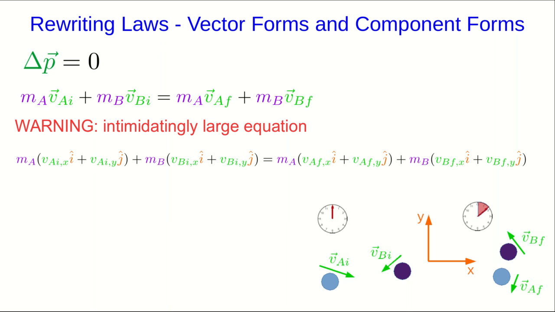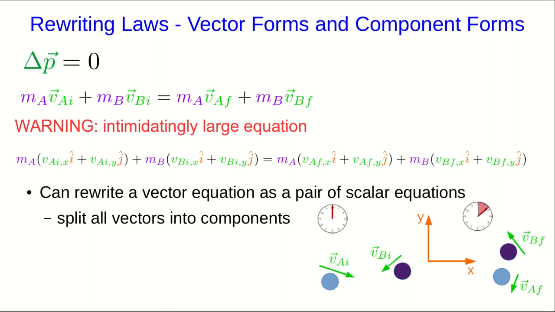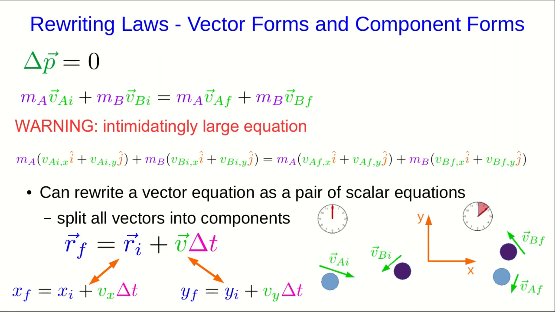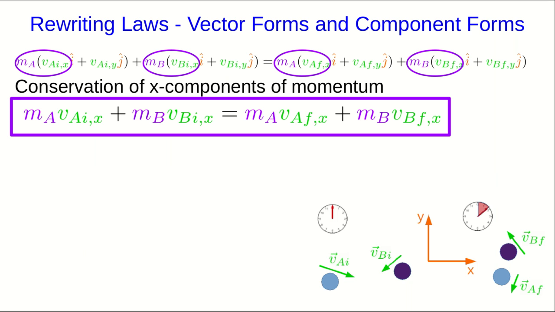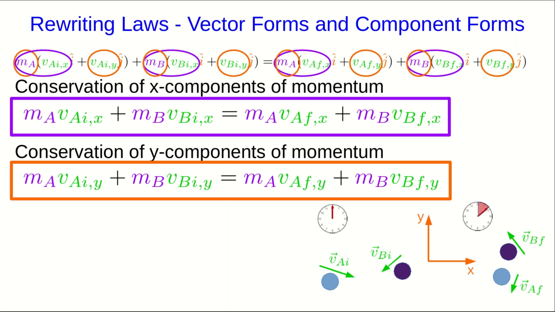and that looks pretty awful. But remember, we can take a vector equation and split it into a pair of scalar equations. We've seen that, for example, with the position as a function of time for constant velocity. So we can do exactly the same thing with our conservation of momentum equation here. We can take all the x components and pull them out into their own equation, and we can take all the y components and pull them out into their own equation. And now we have 2 much more manageable equations, which we can solve much more easily and which aren't nearly so scary to look at.